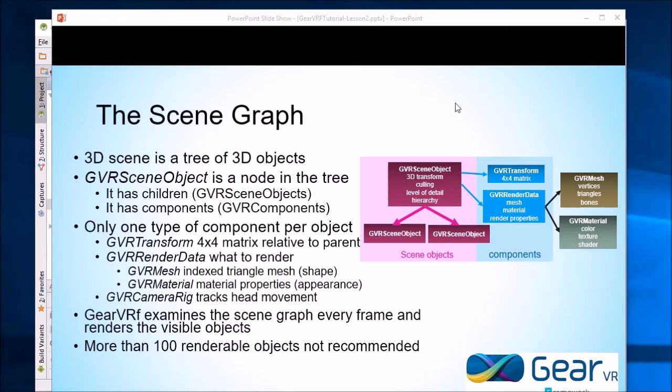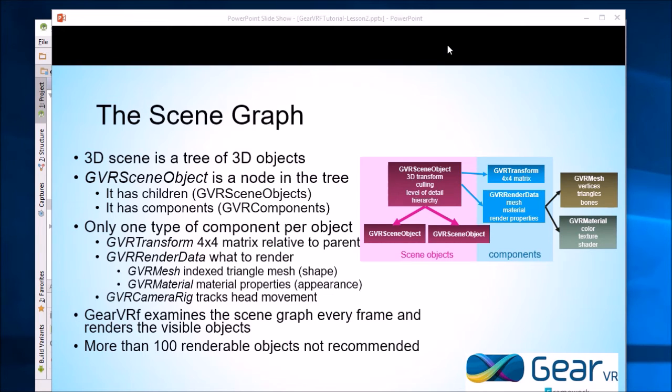Well, a white background and a head tracking cursor is pretty boring, so we better put some stuff in our scene. In order to do that, we need to make a scene graph. And the scene graph is just a tree of 3D objects. Now, we call GVR scene object as the base of the nodes in the tree. So all of the nodes in the tree are either a GVR scene object or derived from GVR scene object.